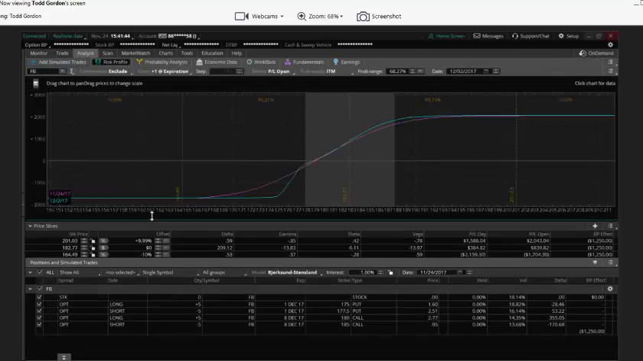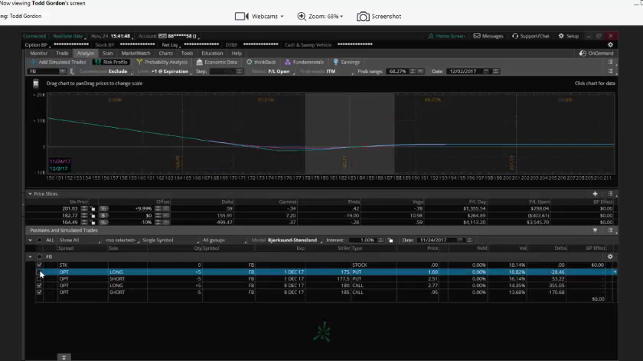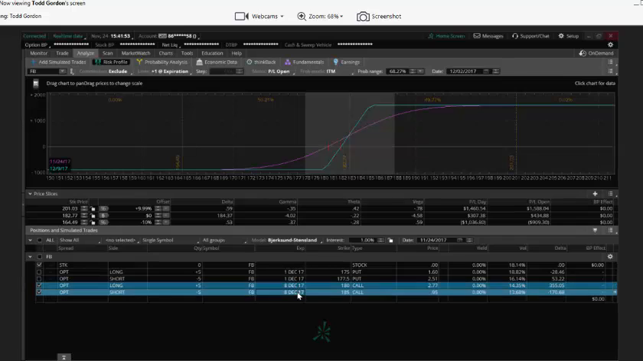Now, if we go over to the Analyze tab, let me just show you this. I'm going to only focus on the 180s and the 185s, long 180, short 185s. My theta is 22 cents a day.